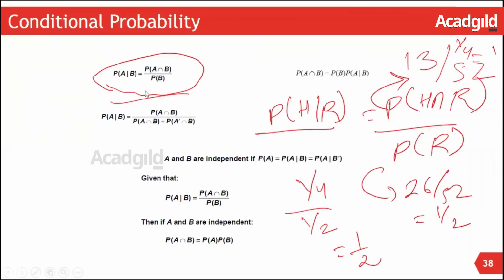Now suppose, here, are occurrence of a heart and red independent events? No, because heart is a red. If I know that the card in my hand is red, then I can say something, my probability of it being heart changes. If I know that the card in my hand is black, then the probability of it being a heart changes. These are not independent events.